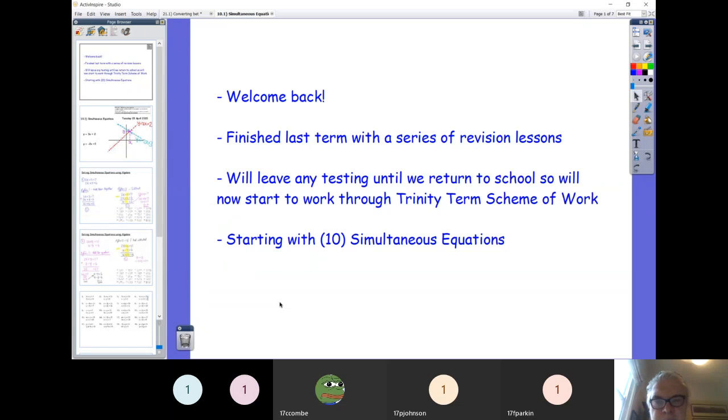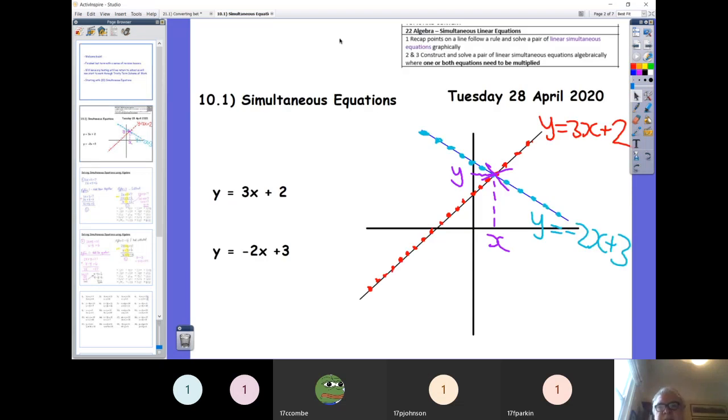So I'm just going to be working through our Trinity term's scheme of work, and we're going to be starting off with simultaneous equations, which is quite tricky until it clicks. So bear with me. If you don't really get it, just get back in touch with me after you've had a look, and we can go over it again until you do understand it. It's something we will build upon over the next few lessons. Okay, so that's the title, 10.1 Simultaneous Equations.